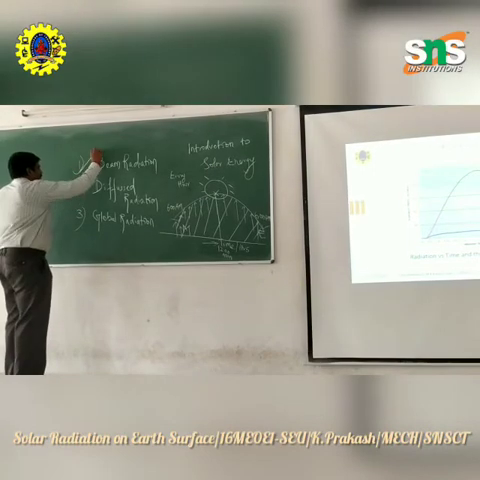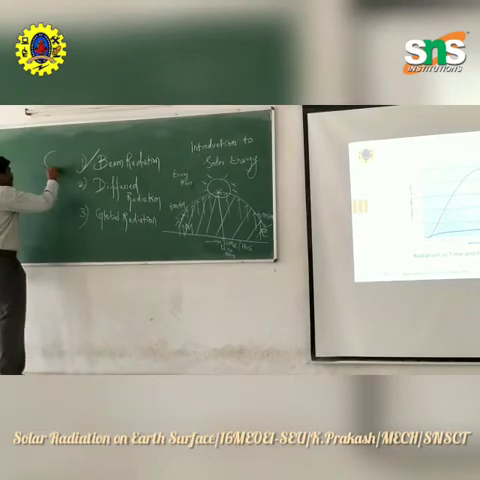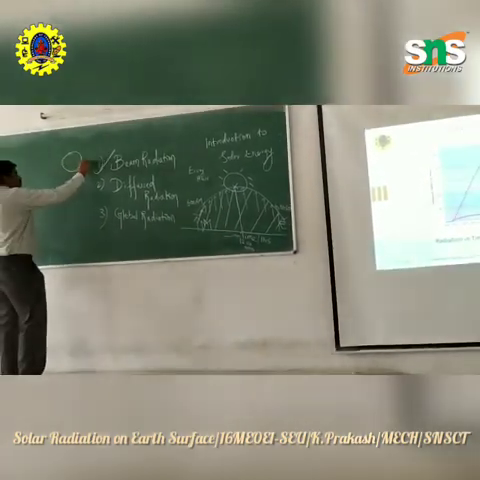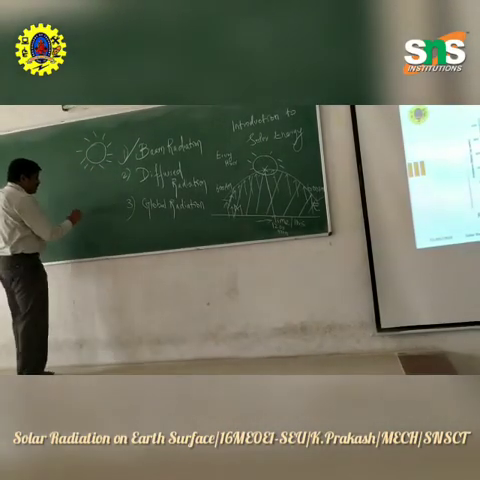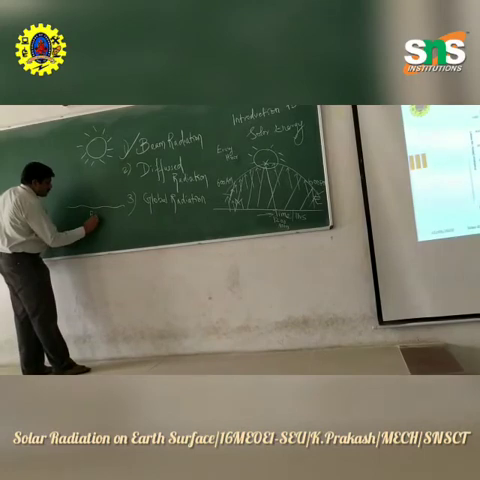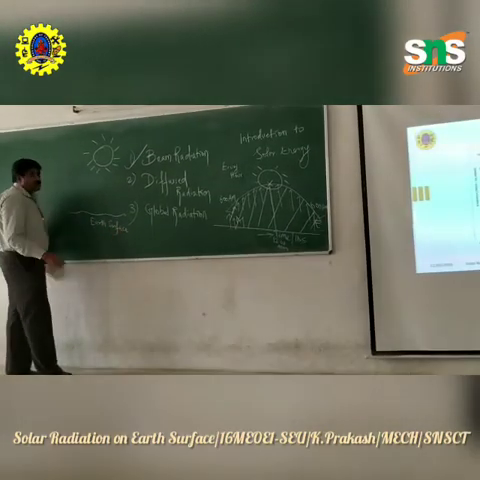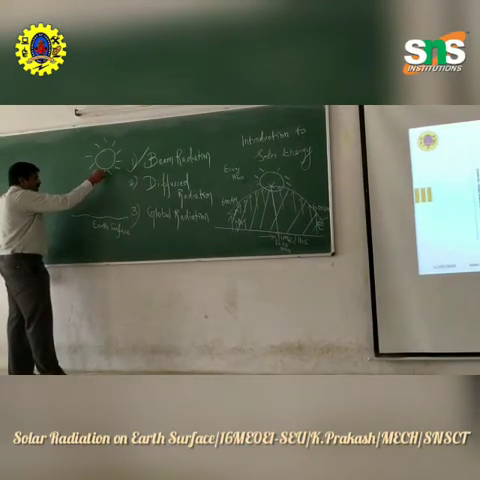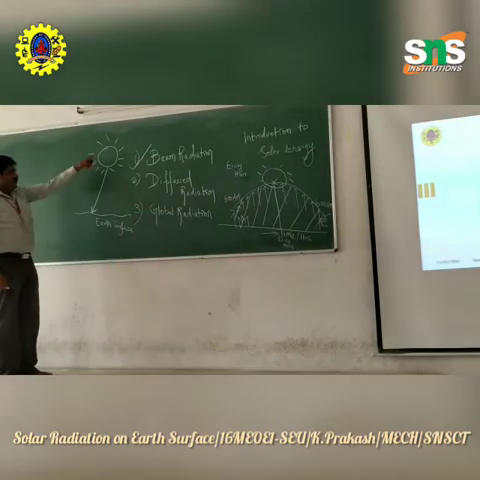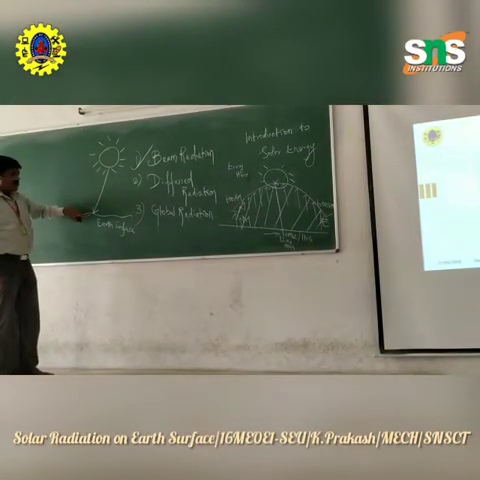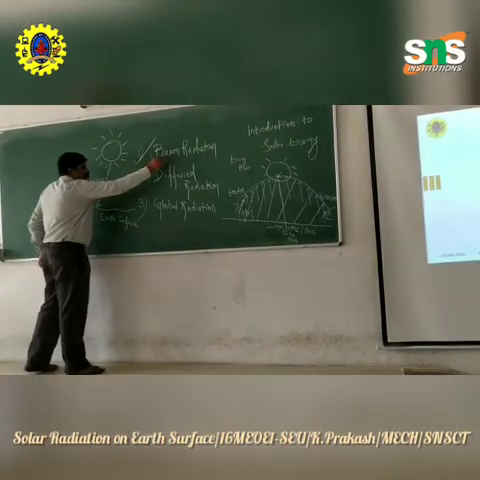So one is beam radiation. What is beam radiation? So there is the sun. Okay, this is a small sun, and this is the earth surface. When the radiation is directly falling on the earth surface, then this is called beam radiation. This is beam radiation.